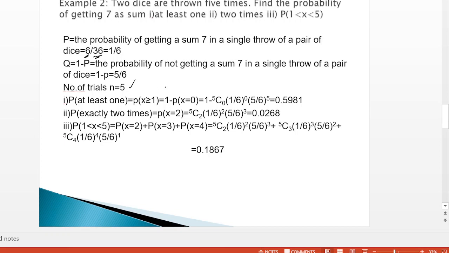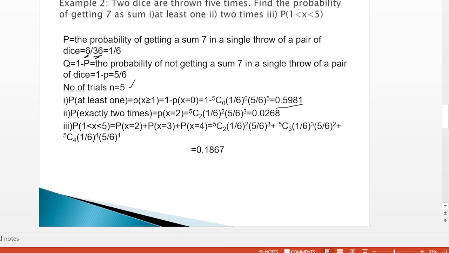Probability of x greater than or equal to 1 means we have to calculate all the probability values of 1 or more. We rewrite it as 1 minus the probability of x equal to 0. It is easy to calculate, only a single observation, and we simply subtract it from 1. So the value is 0.5981, which is the probability of getting at least 1.